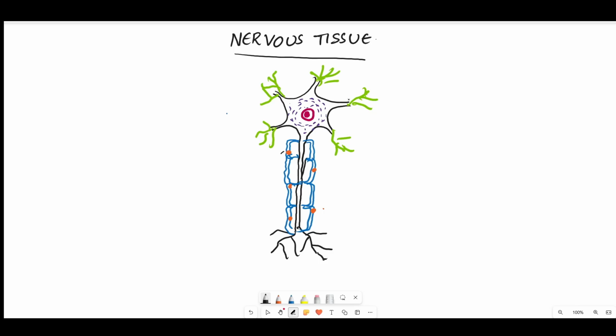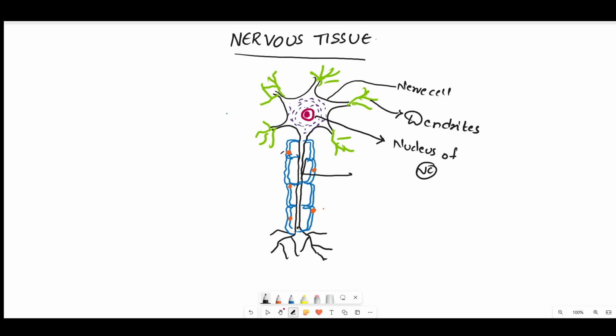This particular part is called a nerve cell. And these extensions we will call the dendrites. This is called the nucleus. The red colored structure is called the nucleus of the nerve cell. So this long extension is called the axon.